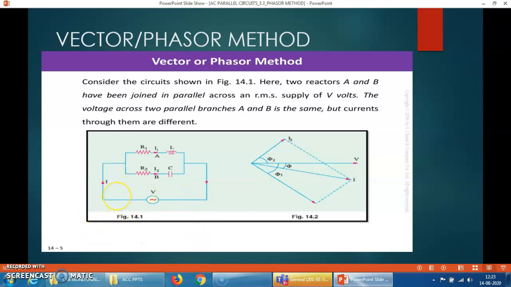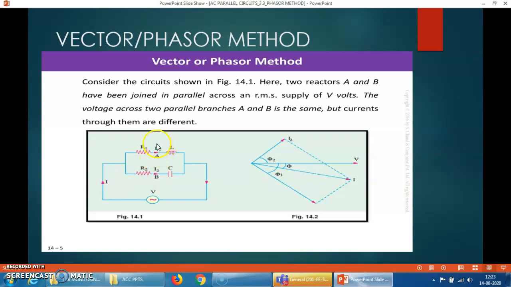The total current is divided into the number of branches connected in parallel. In this circuit, two branches are there, so your total current I is divided into the two branches, I1 and I2. I1 is flowing through the first branch, through R1 and L, and I2 is flowing through the second branch, through R2 and C. And the vector sum of I1 and I2 will give you the total current I.